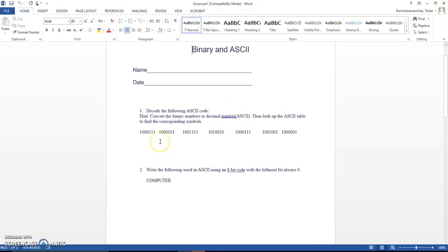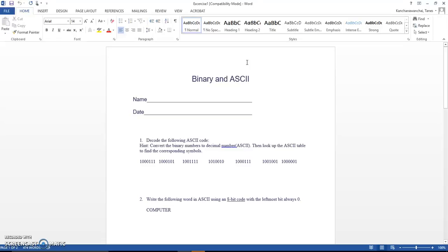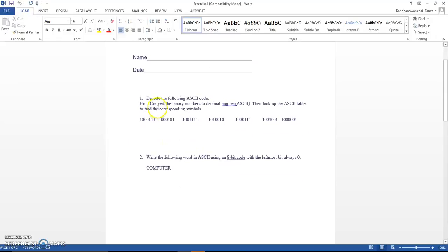All right, so this video will show you how to answer exercise 1, binary and ASCII. So let's look at the question. Decode the following ASCII code. Convert the binary numbers to decimal numbers. So it just gives you a hint. Then look up the ASCII table to find the corresponding symbols.